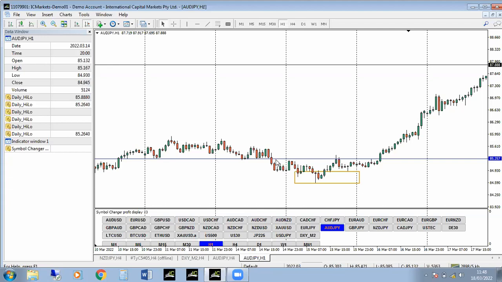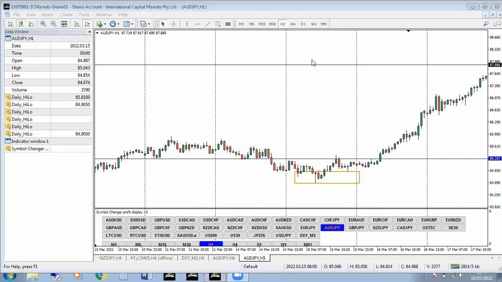Now, if Monday's low is lower than Friday's low, the next question I want to ask myself is, today's low, is it lower than Monday's low? If the answer to that question is yes, then I can start looking for opportunities to now buy. But if today's low is not lower than yesterday's low, again, I move to another pair.